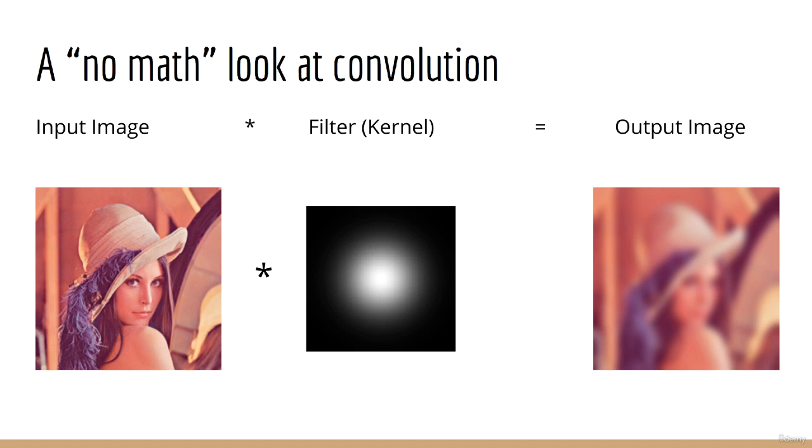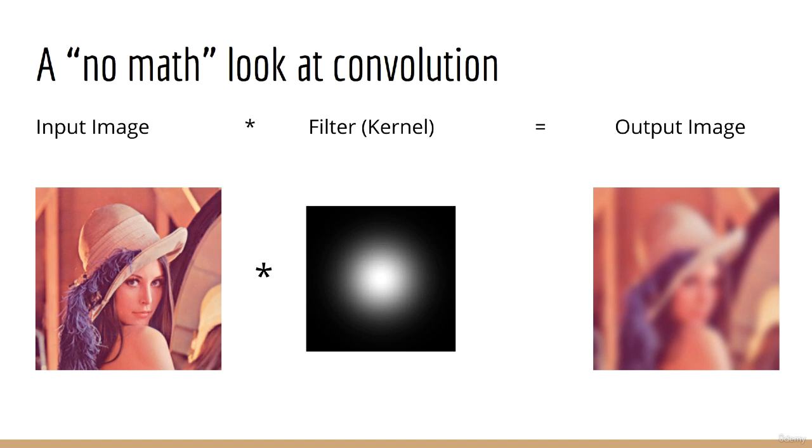So let's start by not doing any math. Let's just look at convolution qualitatively. With convolution, there are three objects you want to pay attention to. First is the input image. Second, there's the filter. Note that another name for the filter is the kernel, so we're going to use those two terms interchangeably. Finally, there's the output image. The output image is what you get when you convolve the input image with the filter.